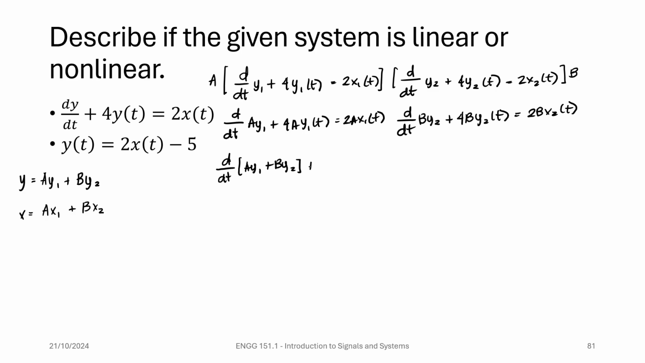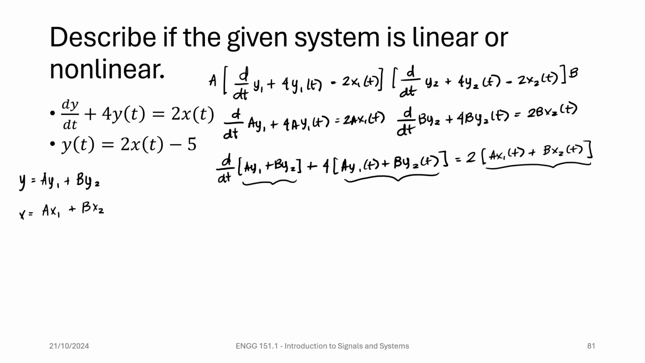Then we have plus 4ay1 of t plus 4by2 of t. So, since common si 4, pwede ko siya ilabas. Then this is equal to 2ax1 of t plus 2bx2 of t. So, let's factor out si 2. So we have ax1 of t plus bx2 of t. Okay, now, let's check these terms.